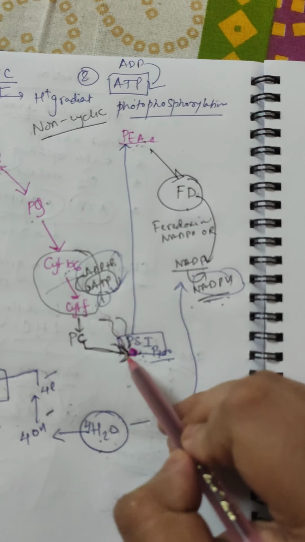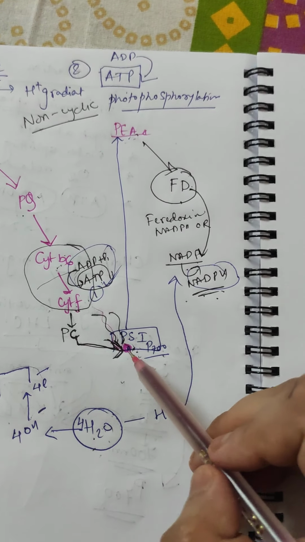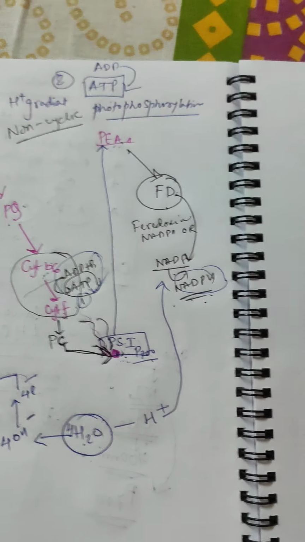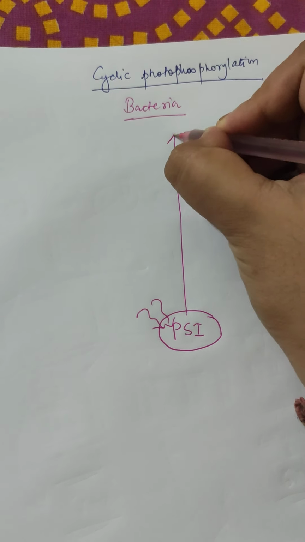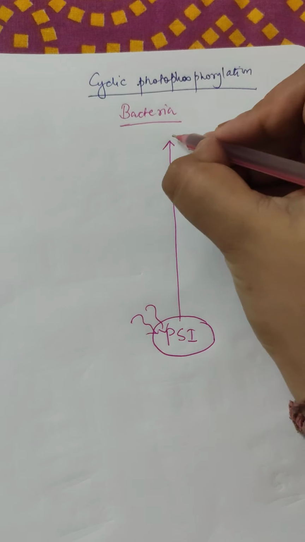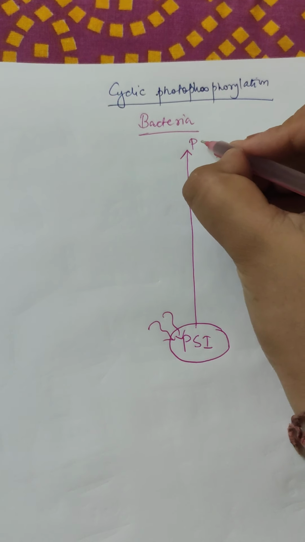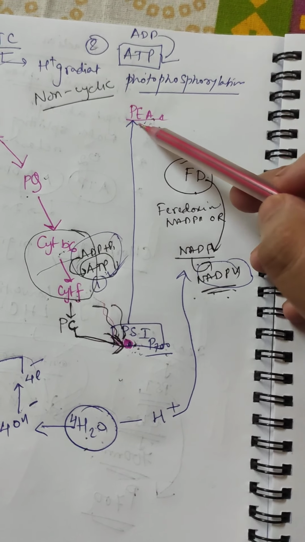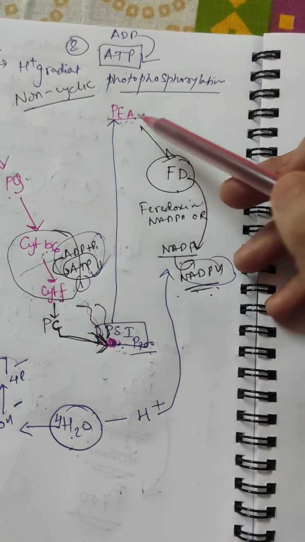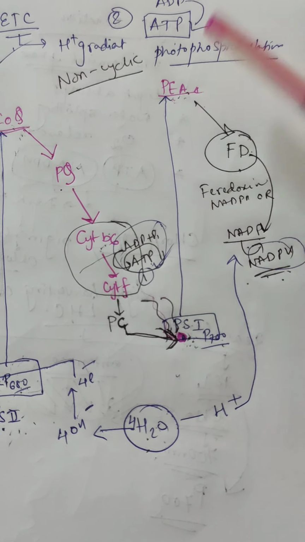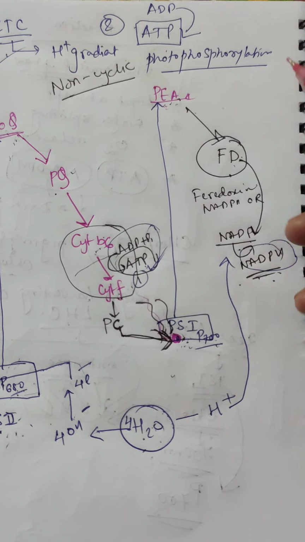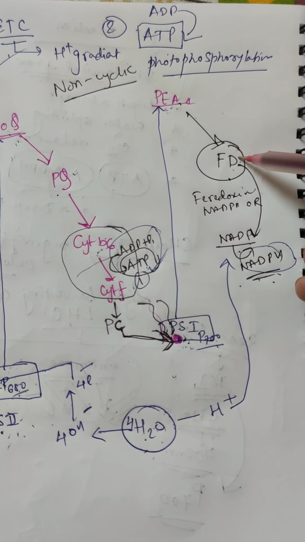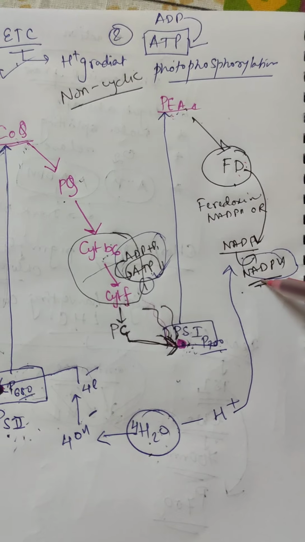As we have seen, in presence of light, the light energy falls on this, the photons fall on this, and it gets excited. Once it gets excited, you have the primary electron acceptor which accepts the electron. And we had seen in non-cyclic photophosphorylation, from the primary electron acceptor the electrons move to ferredoxin and then to NADP, which leads to the production of NADPH.